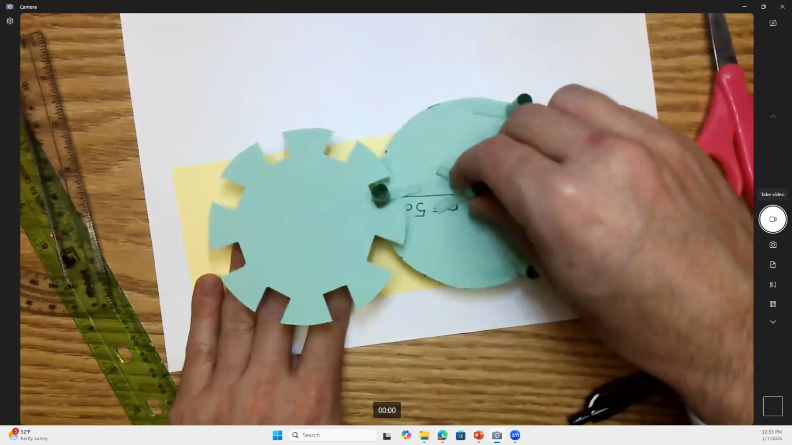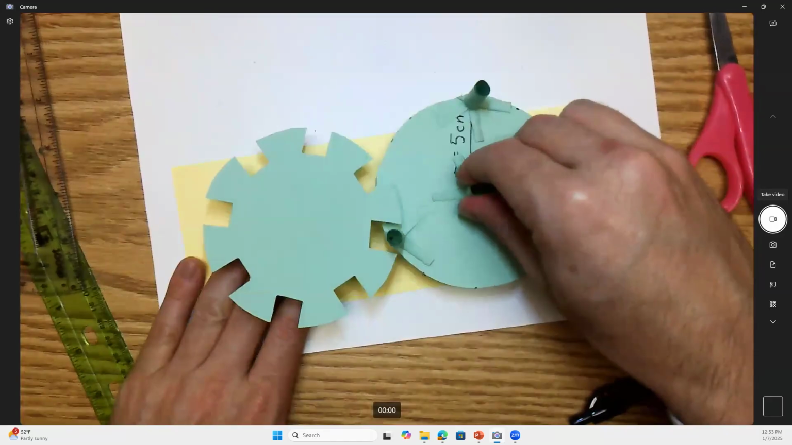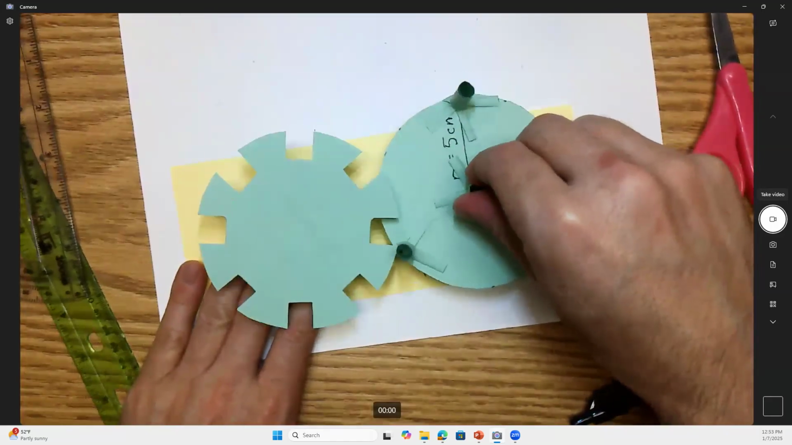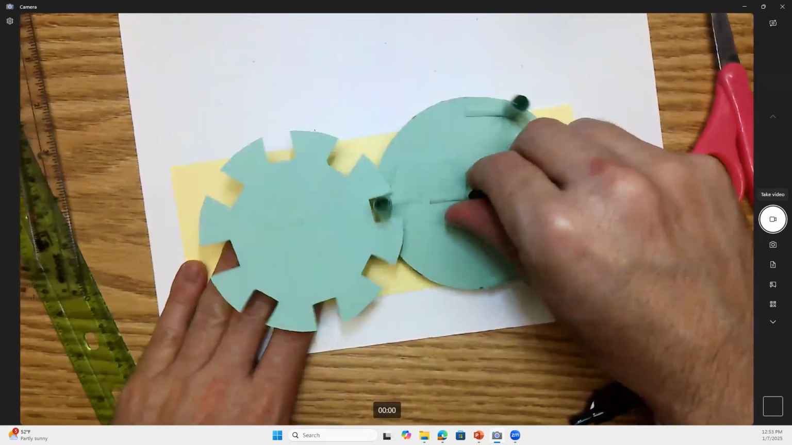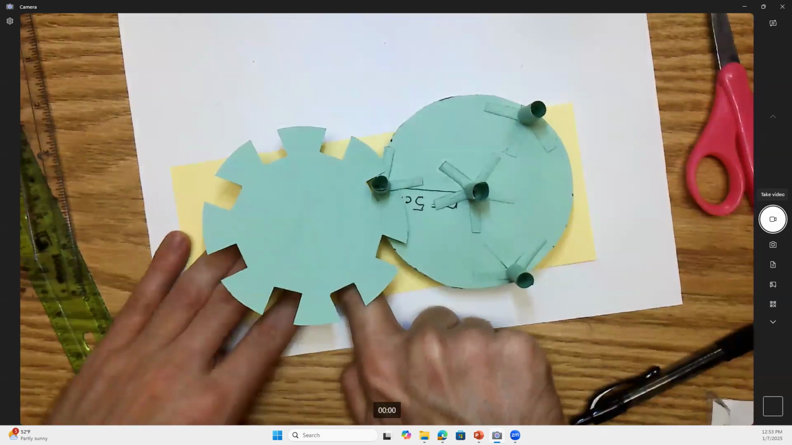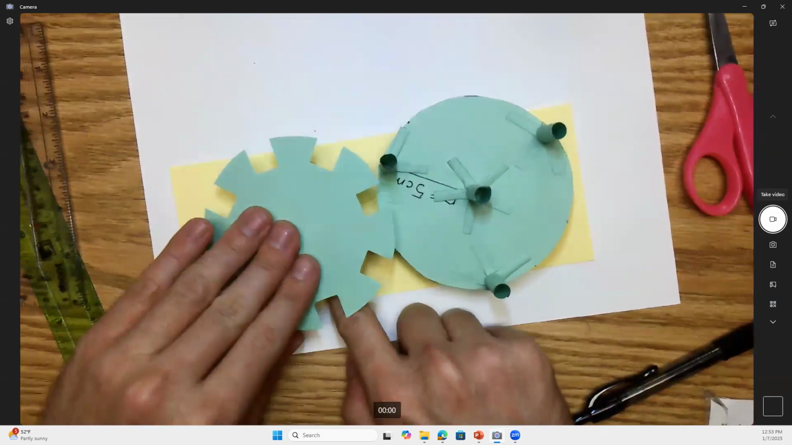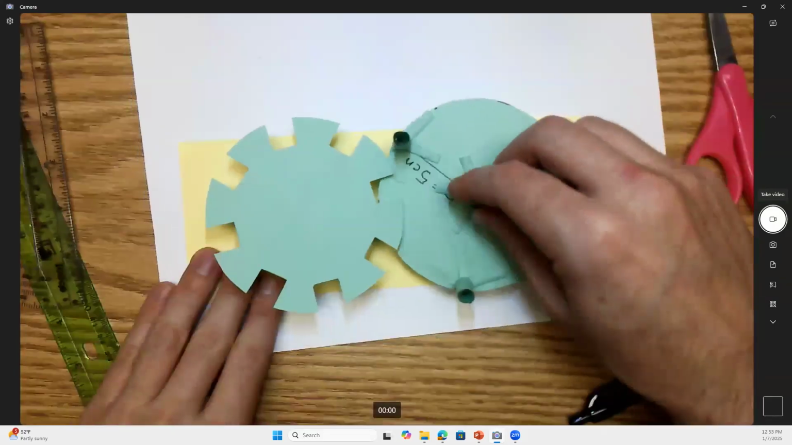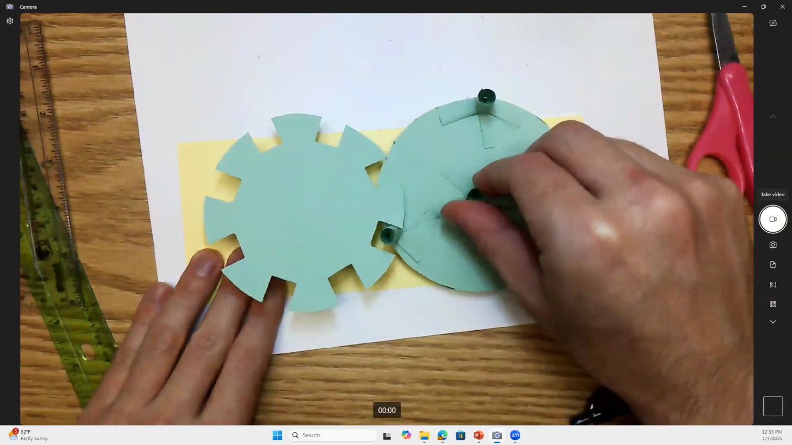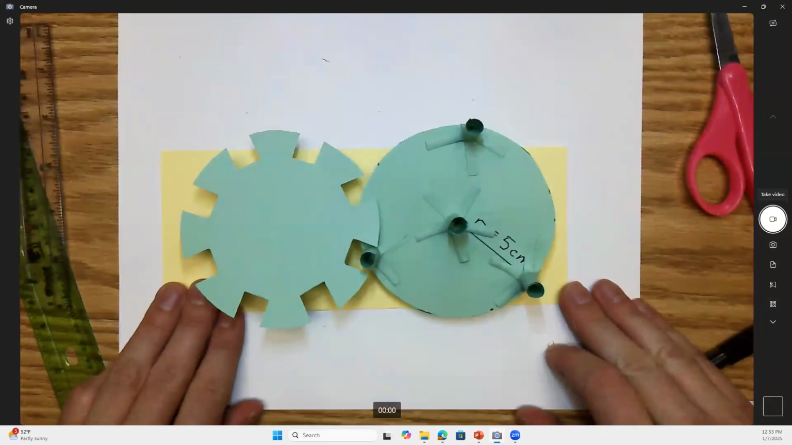Let's see if this works. Ooh, a little too close. Let's back that up a little bit. Yeah, that'll do it. All right, look at that. It goes all the way around. Yep, that's exactly it. All right, so press that down right there. Yeah. Oh, yeah. All right. All right, so there it is.